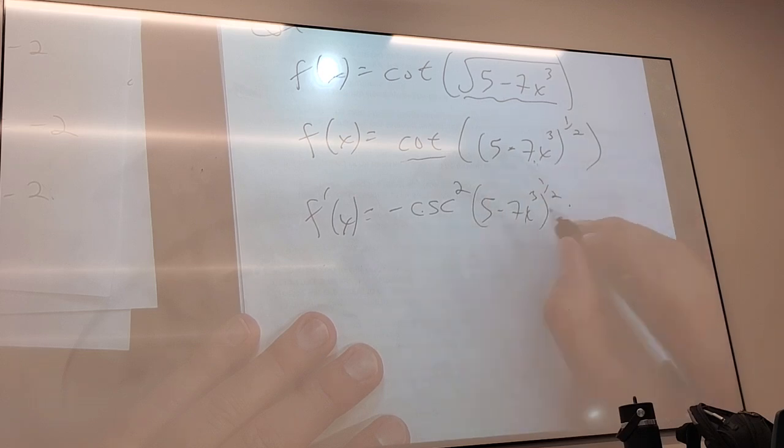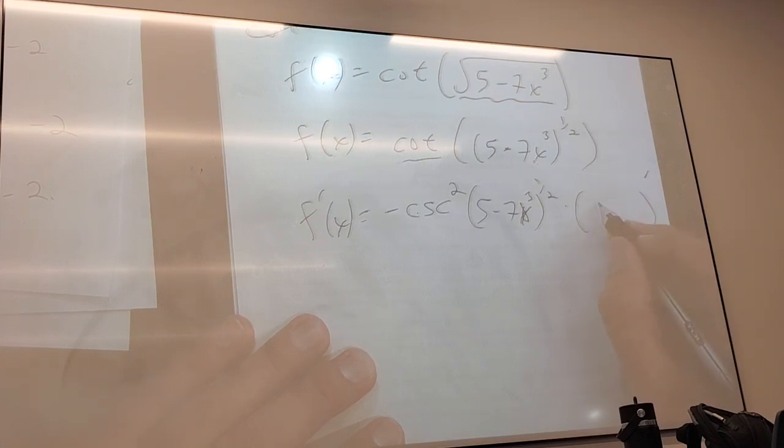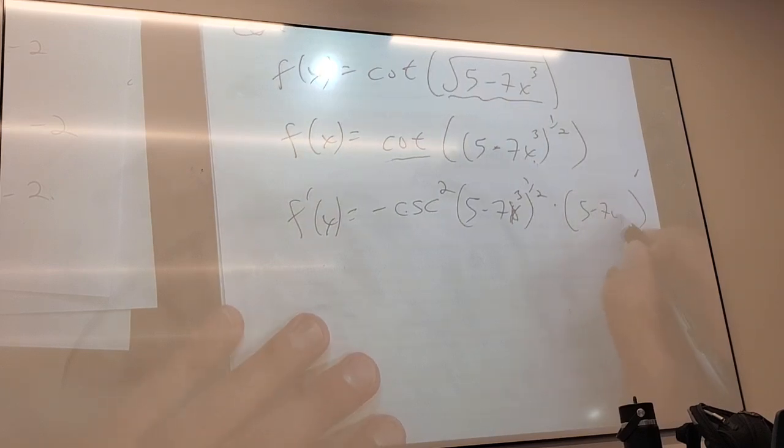And then of course what gets a term? Be very specific. What gets a term? 5 minus 7x cubed.